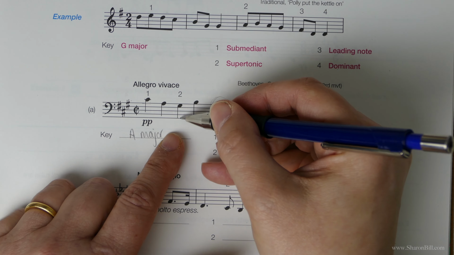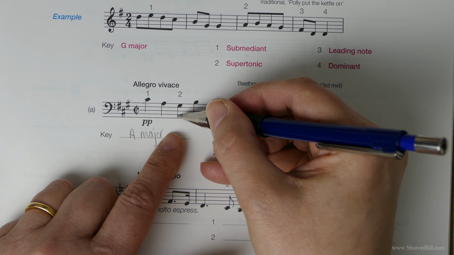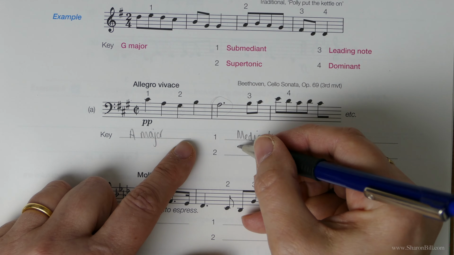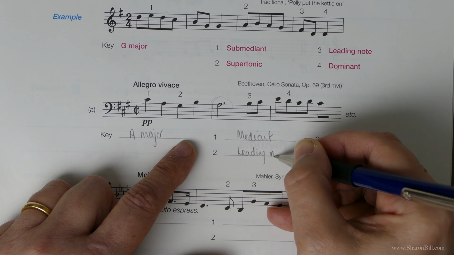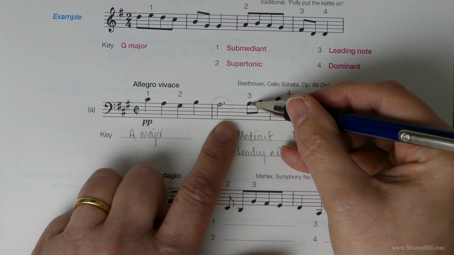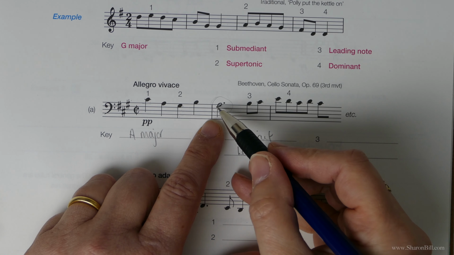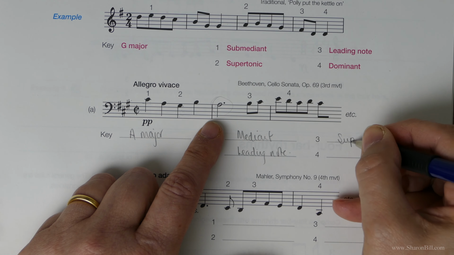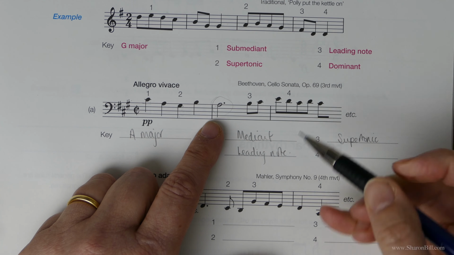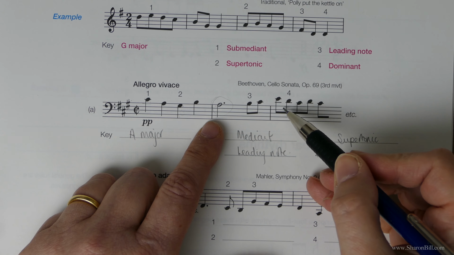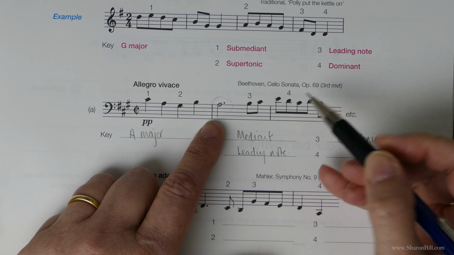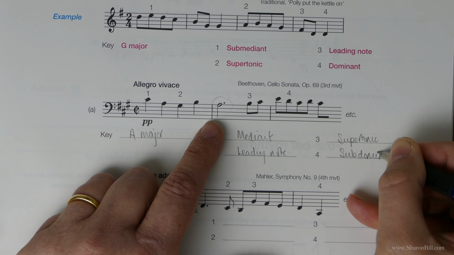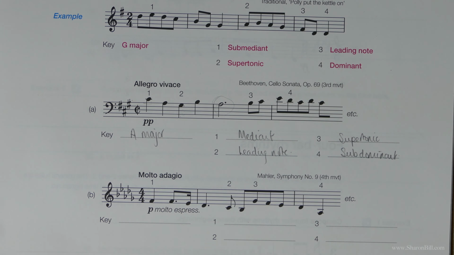Counting from A for this one, the second example, 1, 2, 3, 4, 5, 6, 7. That's the 7th degree of the scale, that means it's the leading note. 3rd exercise or example, so if A is 1, B is the 2nd, so that means it's the supertonic. And then here, the D, 1, 2, 3, 4, is the subdominant. And there we go. Let's crack on with this next one.